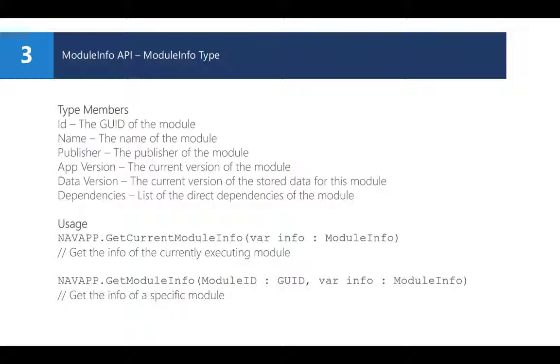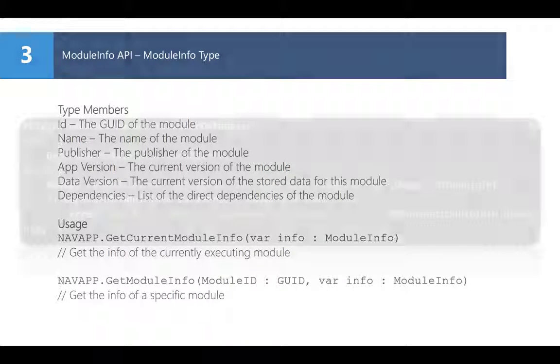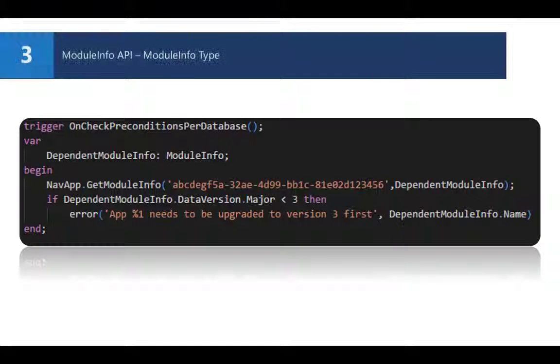Just imagine the new version of your app depends on a certain new version of another app. You might want to check this. Let me show you an example. You could use the onCheck preconditions trigger in the upgrade code unit to check the major version of another app and raise an error if this app wasn't upgraded to a certain version that you depend on. In this example, it would give an error if this specific app wasn't upgraded to at least version 3.